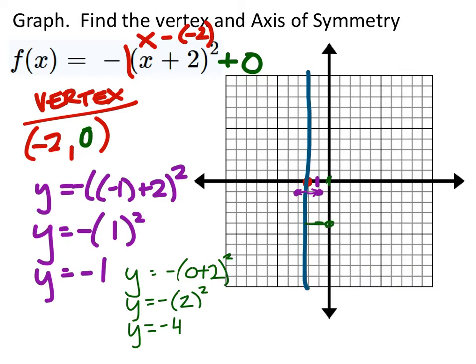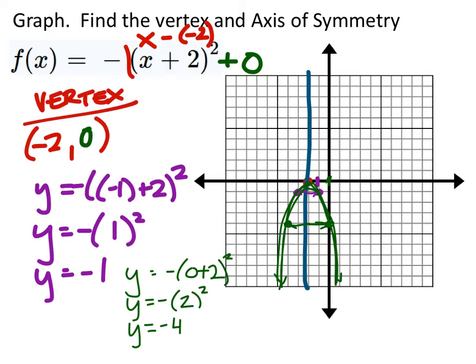Now again, this is 2 to the right of the axis of symmetry, so I have to go 2 to the left to find its reflected point. And then we've got something that looks like this. Now again, as long as you have those points on an exam, and you've shown the work for them, you're in good shape.